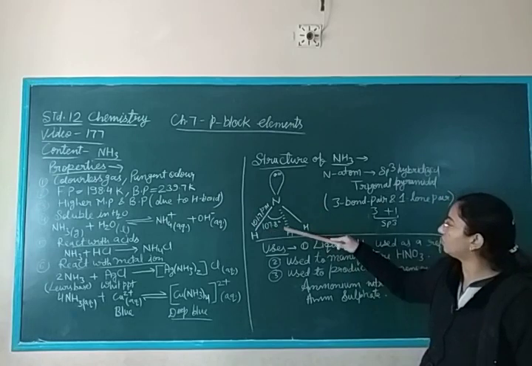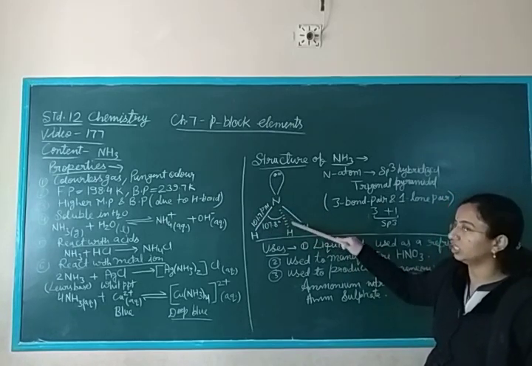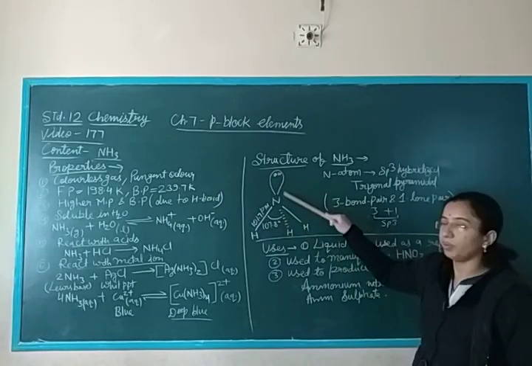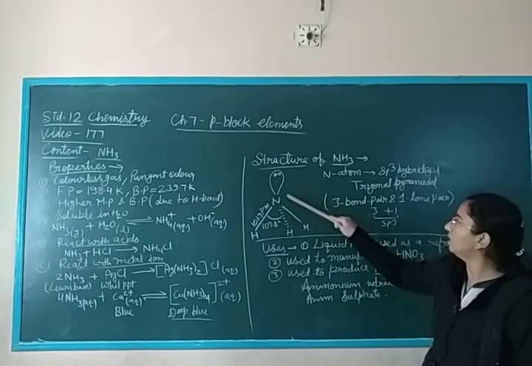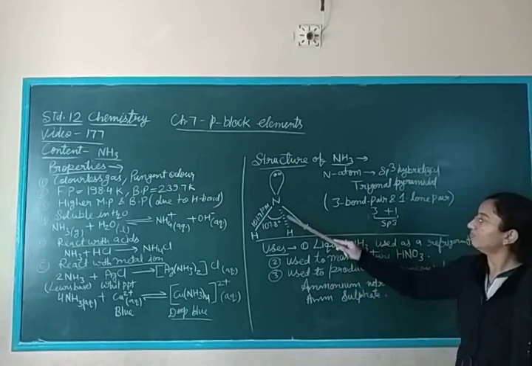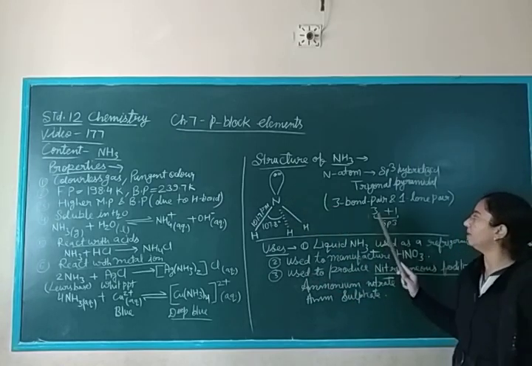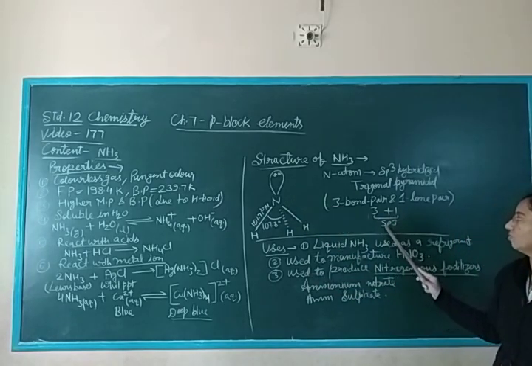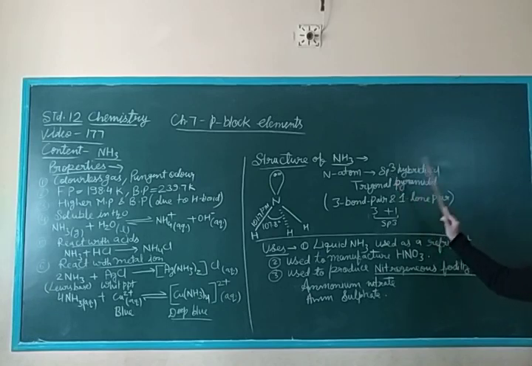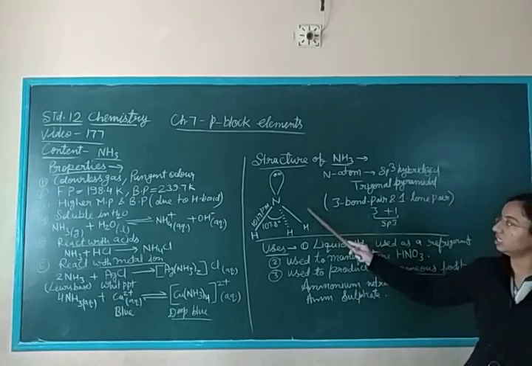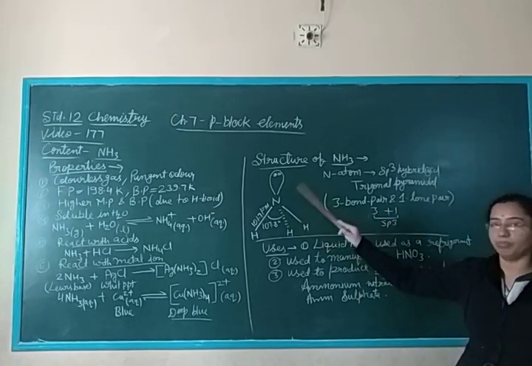So this is the structure: 1, 2, 3, trigonal form, noted as pyramidal. So its structure name is trigonal pyramidal. Okay, and 3 bond pairs and 1 lone pair. So 3 plus 1, 4. So 1s and 3p, sp3. Okay, so the nitrogen atom has sp3 hybridization and trigonal pyramidal structure, with 3 bond pairs and 1 lone pair. So this is the structure of ammonia, trigonal pyramidal.